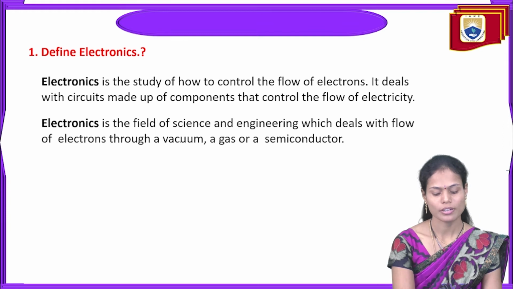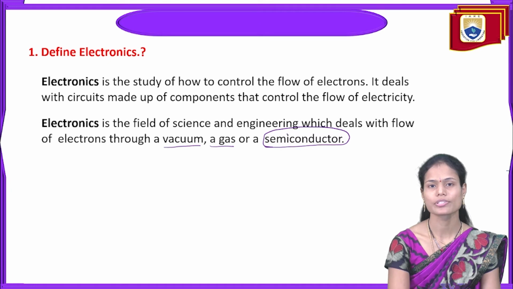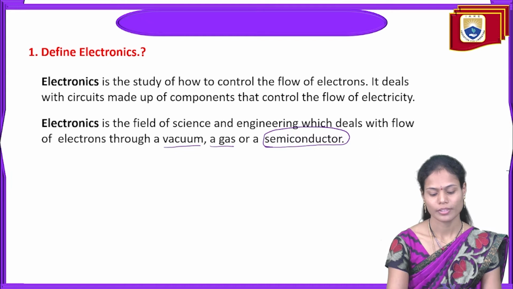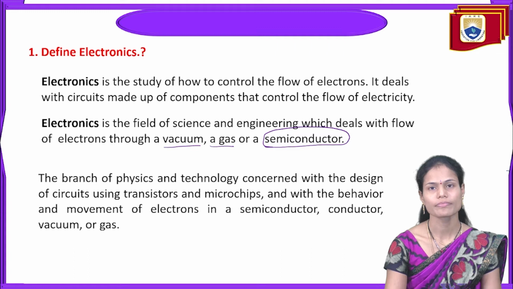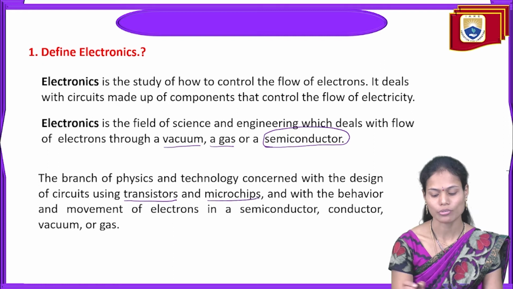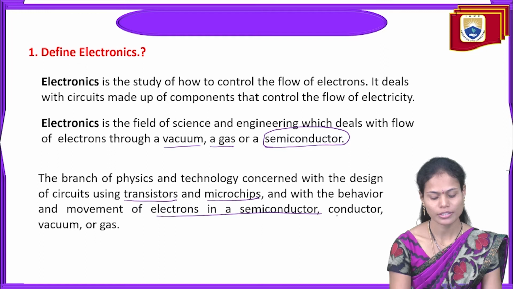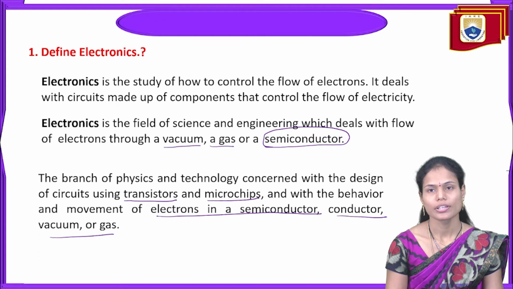In the olden days, we utilized vacuum tubes to design electronic devices, and later on gases. But nowadays we utilize semiconductor materials to design any kind of electronic components or circuits. And one more definition: it is the branch of physics and technology connected with the design of circuits using transistors and microchips, and with the behavior and movement of electrons in a semiconductor, conductor, vacuum or gas. So this indicates electronics.